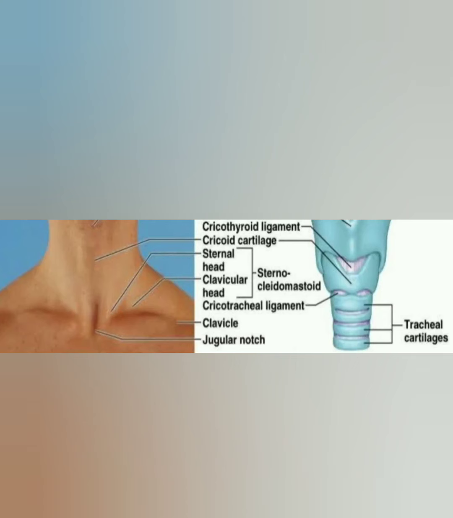Now coming on to the surface marking, the trachea can be approximated on the surface of the anterior thorax between the boundaries of the inferior margin of the cricoid cartilage and the manubriosternal angle.